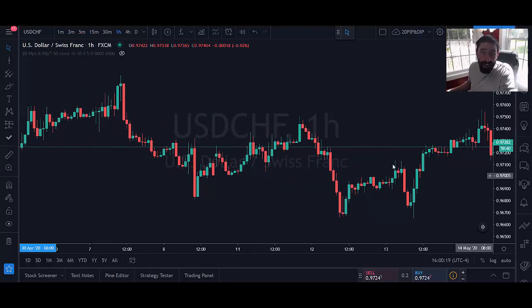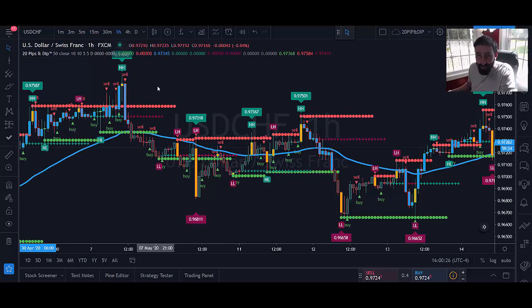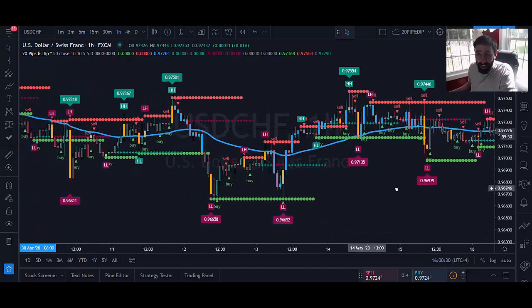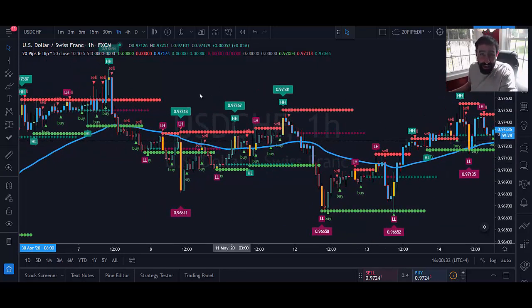All right, guys, so get ready. Here it is. This is what's referred to as the 20 pips and dip indicator. You can see that there is a lot going on with this indicator. Let me clarify that everything you see here is nothing that I have manually put on this chart. This is all done by the indicator itself.